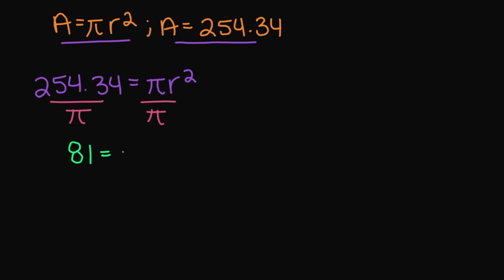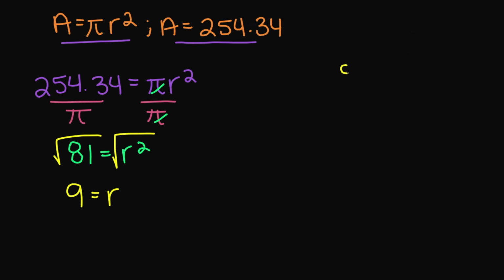That's going to equal r squared because my pi's here are going to cancel out. And now I'm going to take the square root of both sides. So the square root of 81 here, the square root here. So the square root of 81 here is going to equal 9. And this is going to equal r, which is going to be your radius. So your radius in this example is 9.